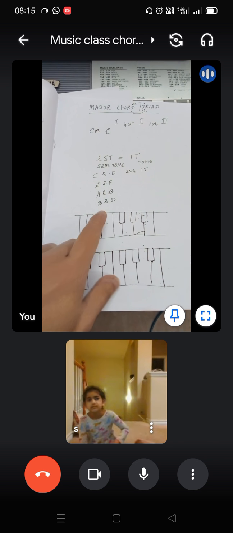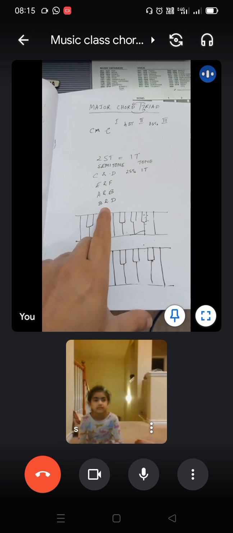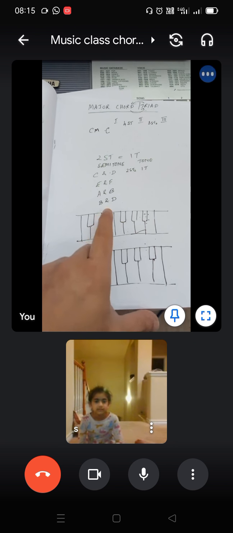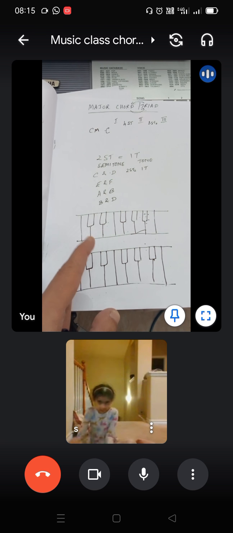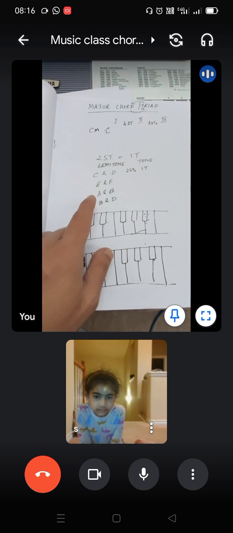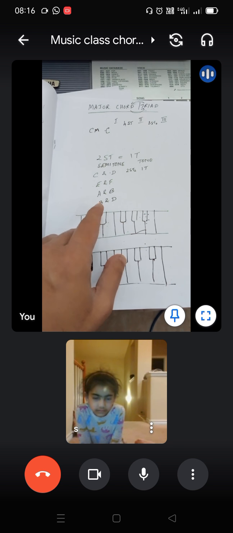So Meghna, can you tell me what is the distance between B and D? How many semitones are there between B and D? That is why I was telling you that you have to practice writing the keyboard chart. Not exactly memorize, but if you keep writing it, you will get used to drawing it, and then you will be familiar with the pattern of the notes. So what is the distance between B and D?